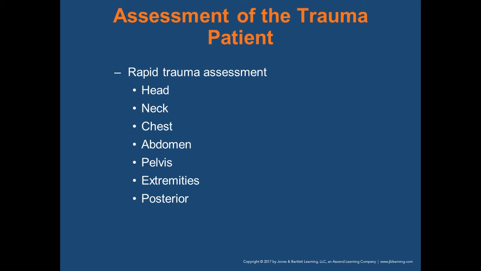Then we evaluate the neck. We're looking for our tracheal deviation and jugular vein distension. We're also looking for and feeling for step-offs and tenderness in the neck and the cervical spine. We check the chest. We palpate. We're looking for bilateral chest rise and fall, and we are listening for the breath sounds. So we're auscultating the chest as well.